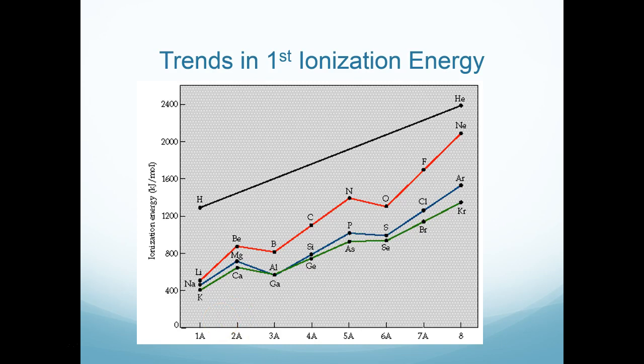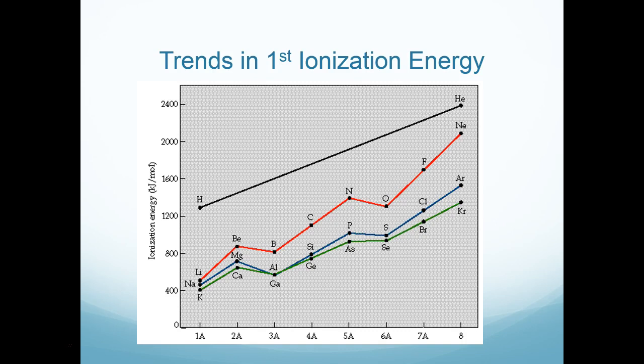So something I want you to think about are the general trends for ionization energy. If we look at ionization energy here, and we correlate it to some things we already know, we know that metals like to lose electrons more readily than nonmetals. So it makes sense that as we go across the periodic table, the ionization energy in general is increasing. It's harder to remove that electron.